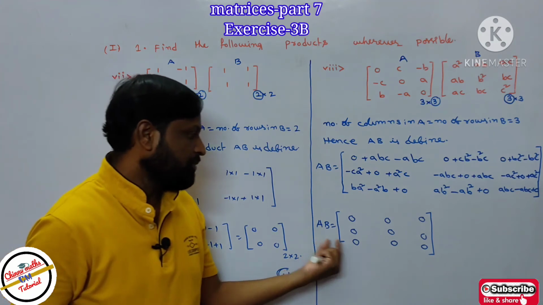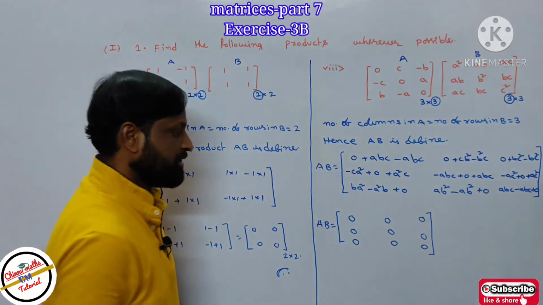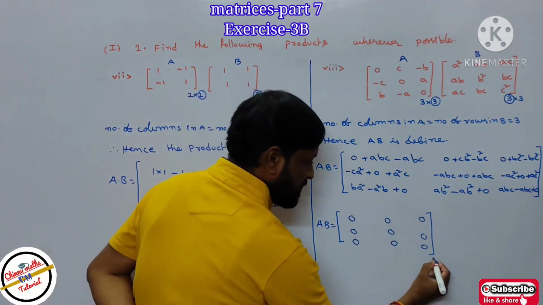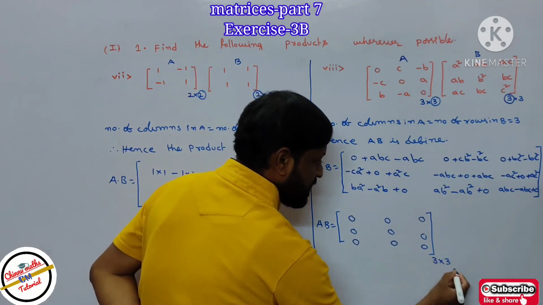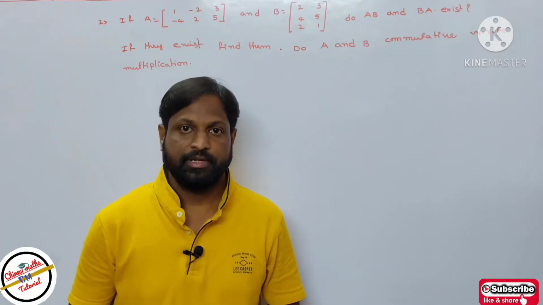So the product of AB has all elements equal to 0. That means it is nothing but a null matrix. The order is 3 rows and 3 columns. We discuss the next question.